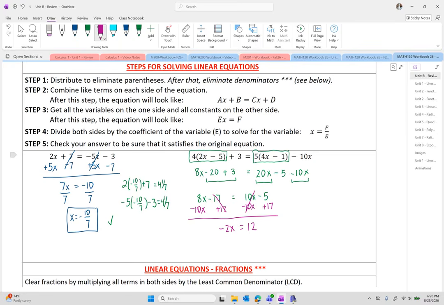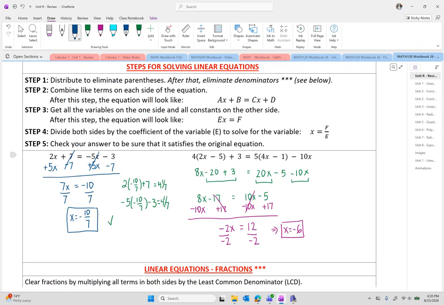And then to solve for x, I will divide both sides by the coefficient of x, which is negative 2, and I will get x equal to negative 6. This is my tentative solution. To check if my solution works, I will plug it into the original equation.